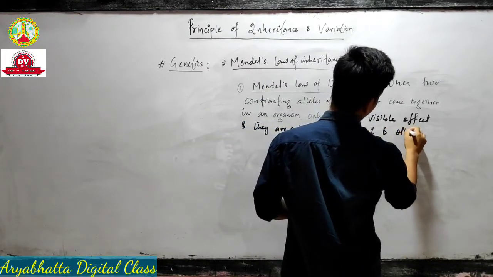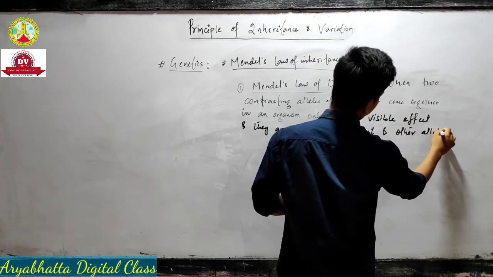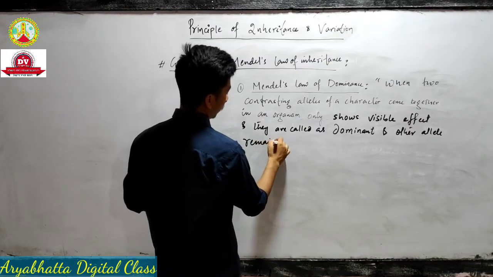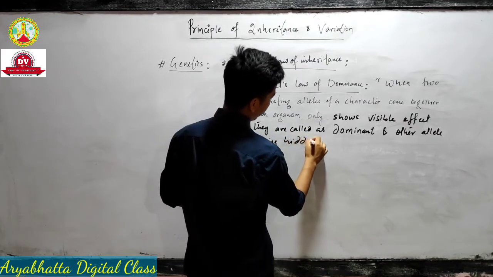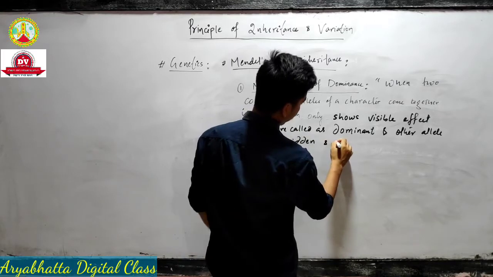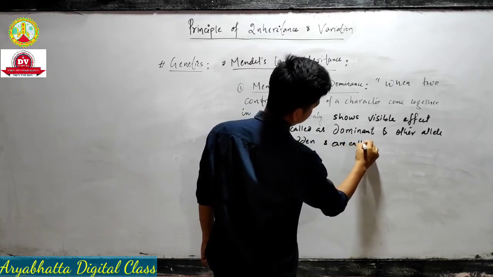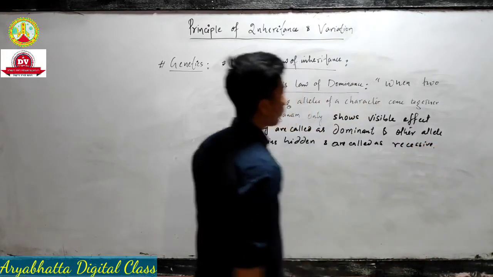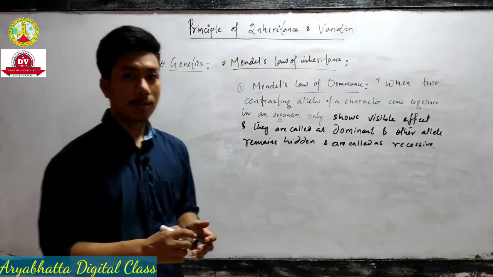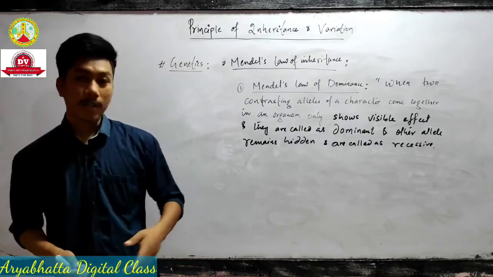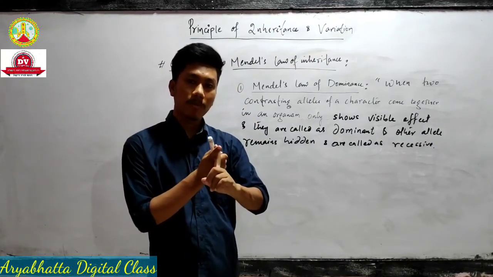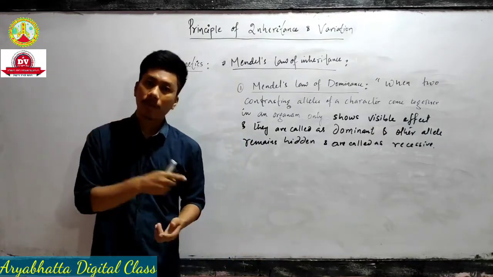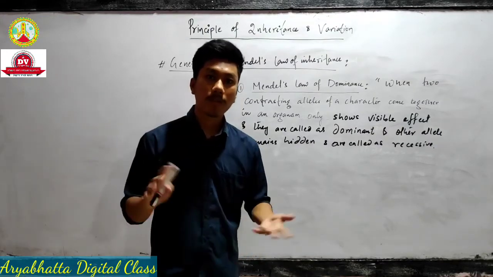and the other allele remains hidden and is called recessive. Okay, that's it. So what Mendel's law of dominance says is that when a cross is made between two alleles, that means between two parents, one allele will dominate the other allele and show its visible effect, and the other allele will remain hidden and will not show its visible effect.